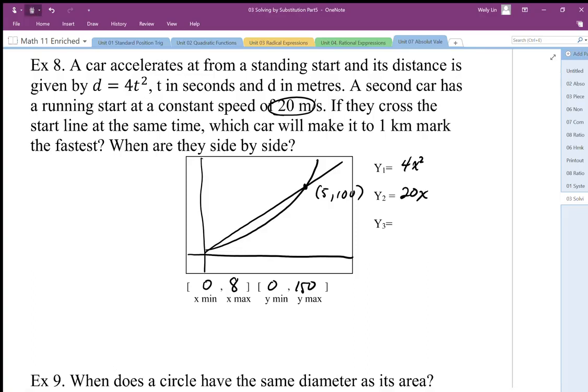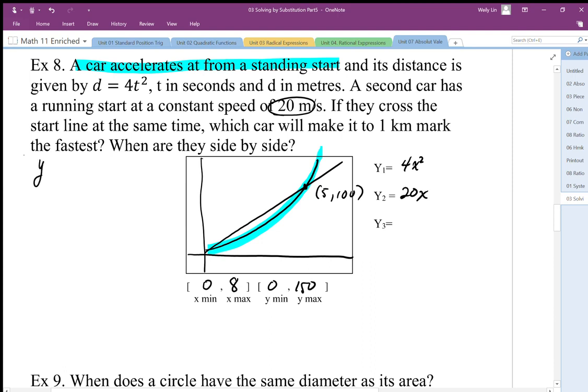Okay, so I'll maybe color code this. So the car accelerating is going to be this one here, and this is the one that will hit the fastest. And they're going to be side by side at 5 seconds and 100 meters. Now we also want to solve this algebraically. So what does this look like?